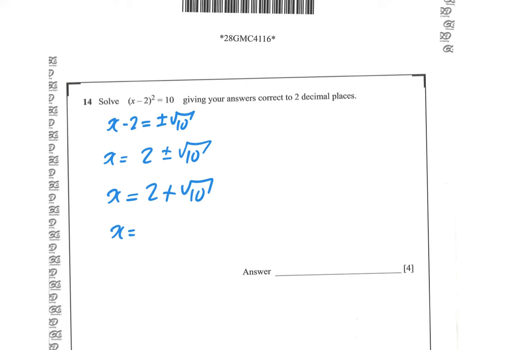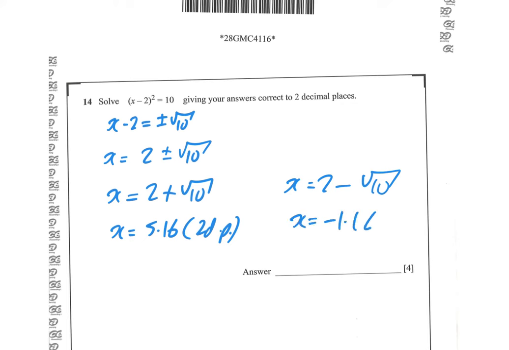And then to 2 decimal places, x is equal to 2 plus the square root of 10, which is 5.16 to 2 decimal places, or x equals 2 minus the square root of 10. So x is equal to minus 1.16, again to 2 decimal places.